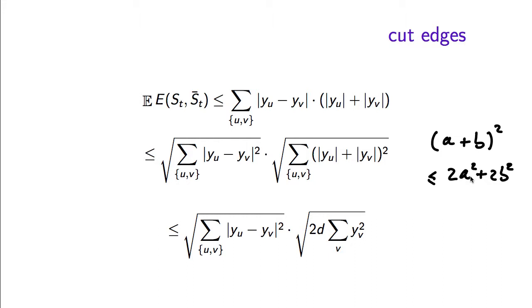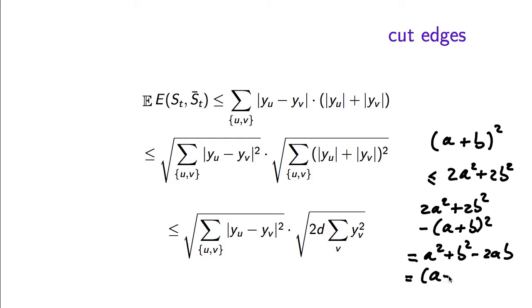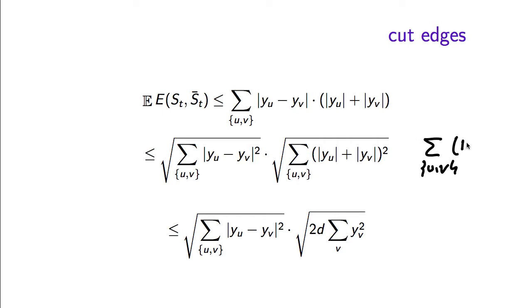That's because if you look at this expression minus this expression, that's just this. And it's greater than or equal to 0. So from this observation, we can say that the summation over the edges of (y_u plus y_v) all squared is going to be at most the summation over the edges of 2y_u squared plus 2y_v squared.